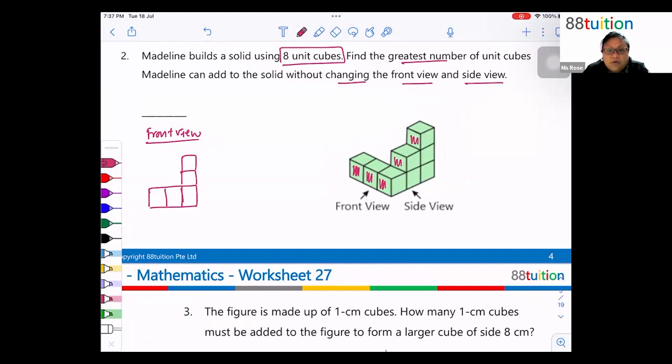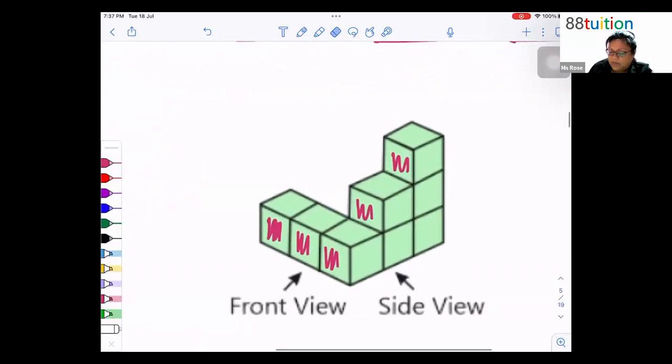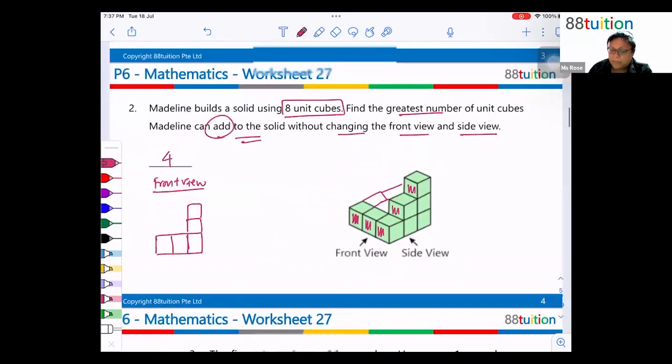So now you want to add on, you can only add on to the back. How many can you add on? You can only add 1 layer of 4, because it will then be hidden at the back here. Can you see that the layer of 4 can only be here? It must be hidden at the back so that it does not block the front view, neither does it block the side view. Okay?